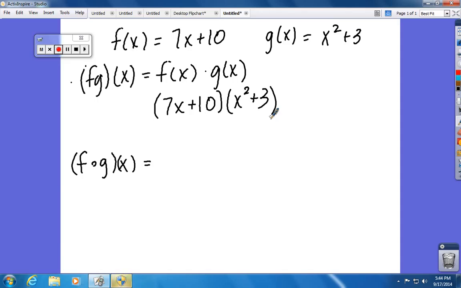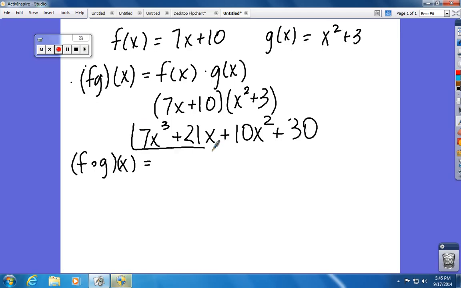So 7x times x squared will be 7x to the third. 7x times 3 is 21x. 10 times x squared would be 10x squared. And 3 times 10 would be 30. And since we had no like terms, we can go ahead and box this as our final answer. That would be a multiplication example.